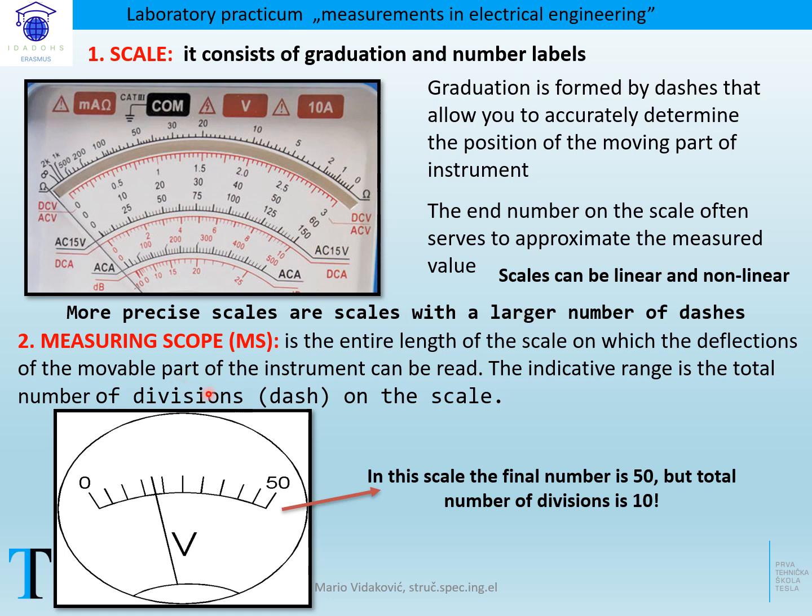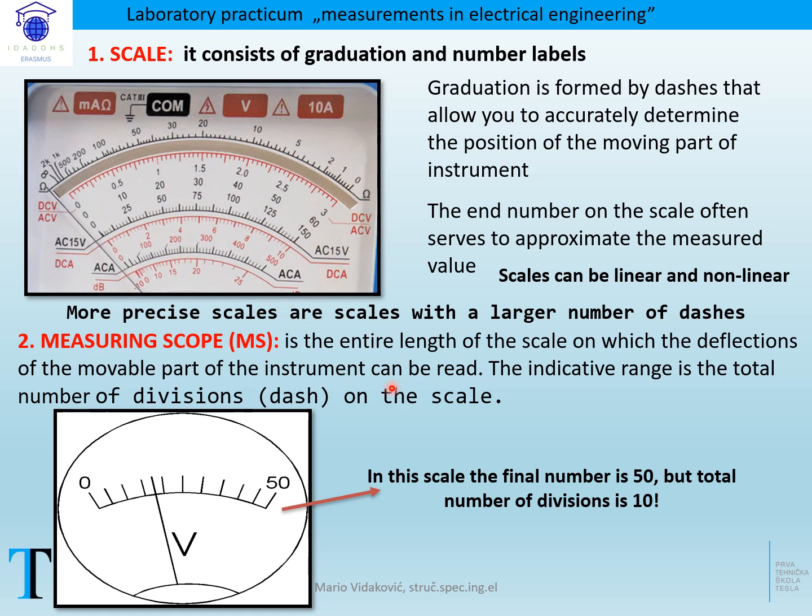More precise scales are scales with a larger number of dashes, because we can accurately determine the position of the moving part of the instrument, the pointer. That is the scale. Measuring scope is the second.